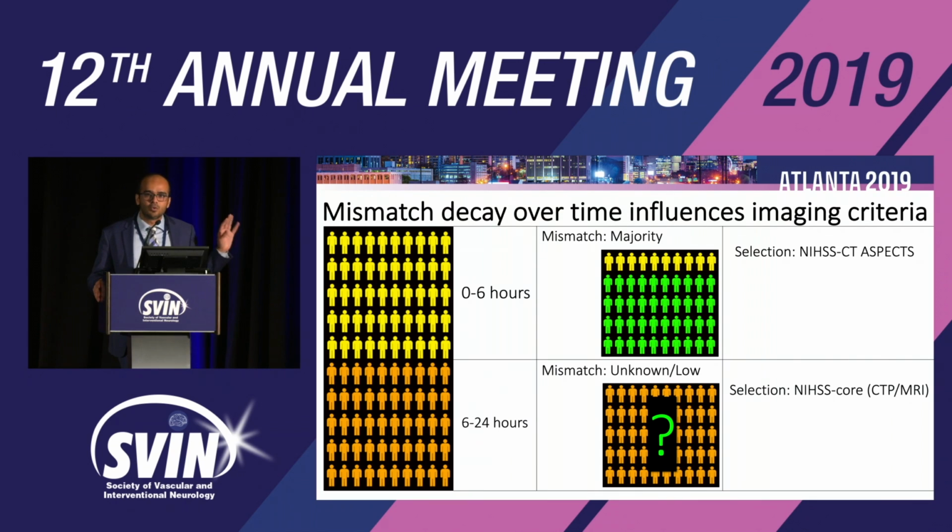In the early window, we are okay with a stroke scale score and a CT. But in the late window, we want to know the core size and the volume of the mismatch. Hence, we go for a CT perfusion or MRI.